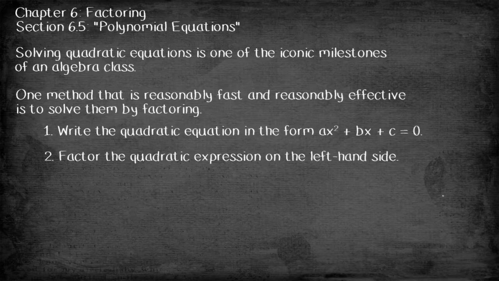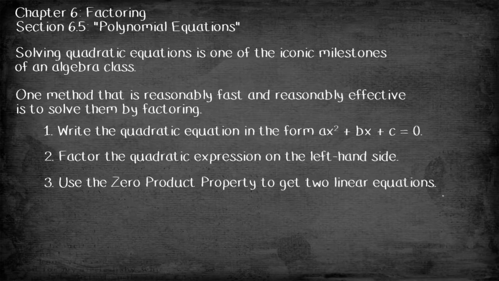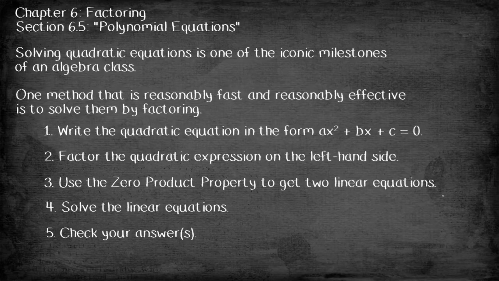Next, what we're going to do is factor that quadratic expression on the left-hand side using all of the factoring tricks we talked about throughout this chapter. And once we've factored it completely, we're going to use the zero product property to get to linear equations, which we're aces at solving by now. We solve the linear equations, and we can get possibly 0, 1, or 2 answers. So we're going to solve these equations, and then we're going to check the answers.